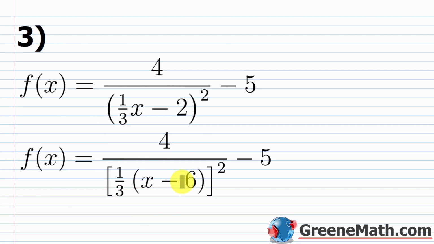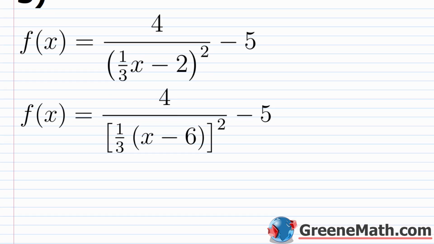All right, for problem 3, we have f of x equals 4 over the quantity 1/3 x minus 2 squared and then minus 5. All right, the first thing I'm going to do, since we're going to be using graphing transformations here, I'm going to factor out this 1/3 down here. That's going to make it a little bit easier to work with. So I'm going to have f of x equals 4 over. We're going to have some brackets here, and we're going to say 1/3 times the quantity, x minus 6. So this is all squared. And then we have minus 5.